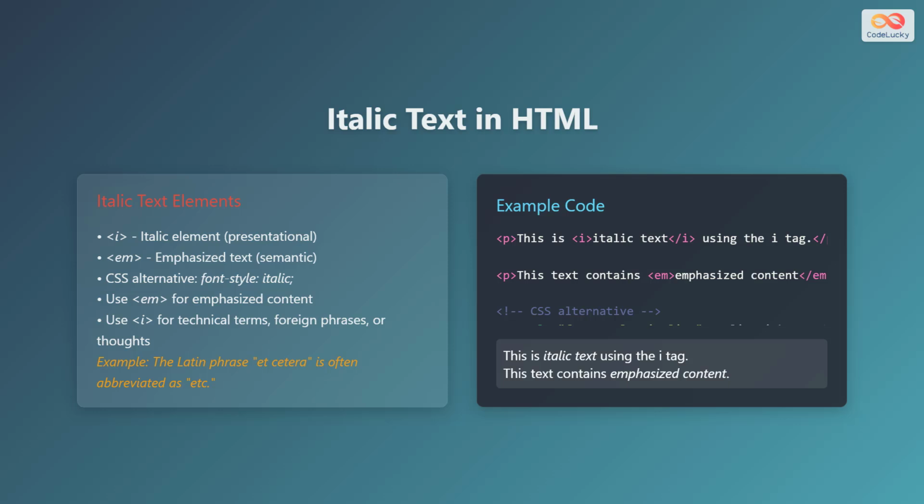Use the EM tag for emphasized content. Use the I tag for technical terms, foreign phrases, or thoughts. For example, the Latin phrase et cetera is often abbreviated as etc.